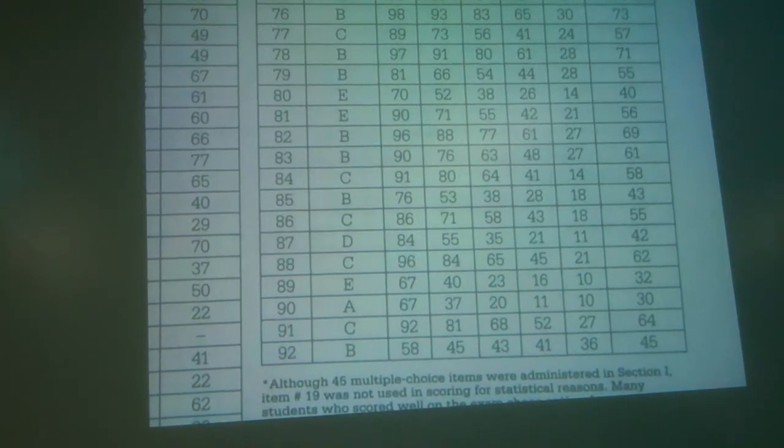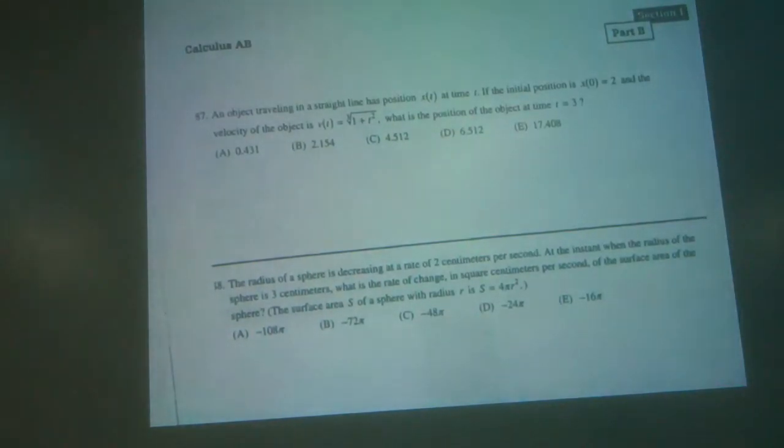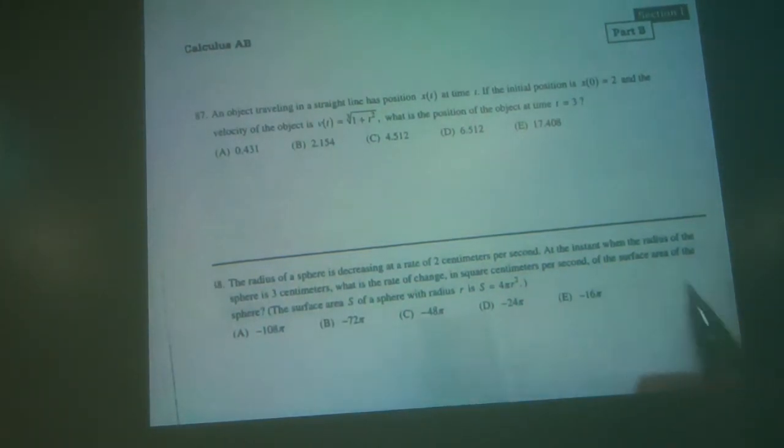Okay, so let's go over them. So 87, this is the one that was on your take-home test. An object traveling in a straight line has position x of t at time t, and the initial position x of 0 is 2. They give you the velocity equation. What's the position at time 3?